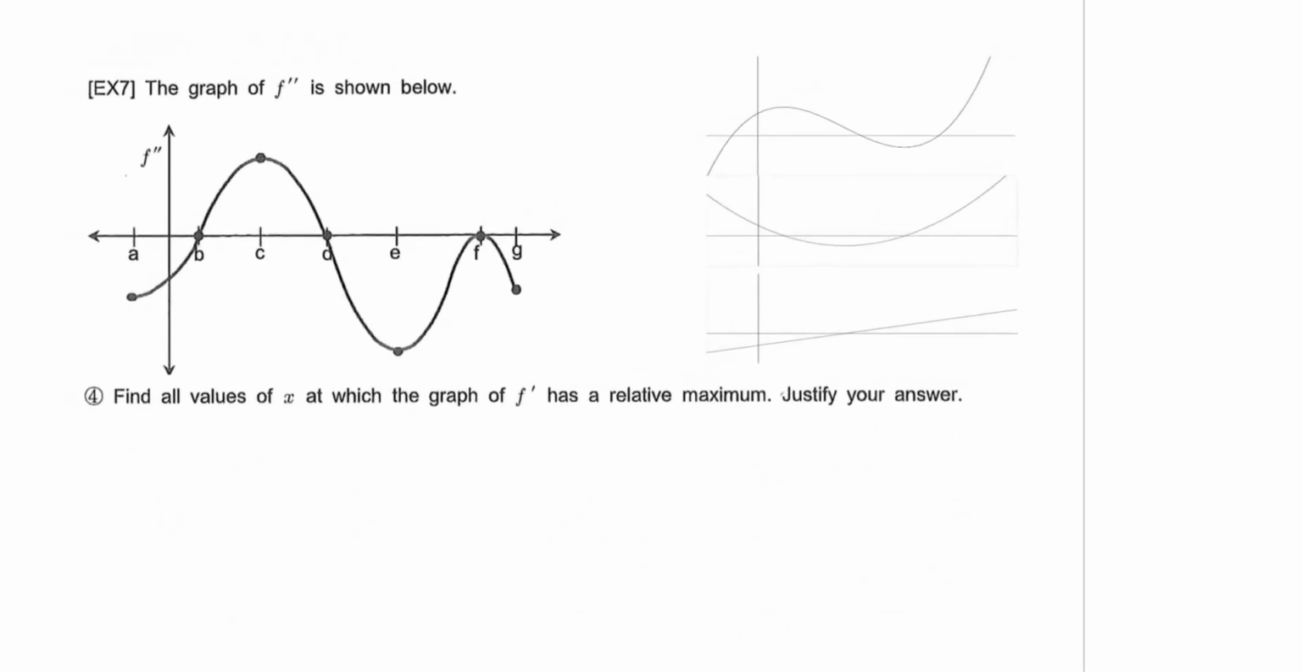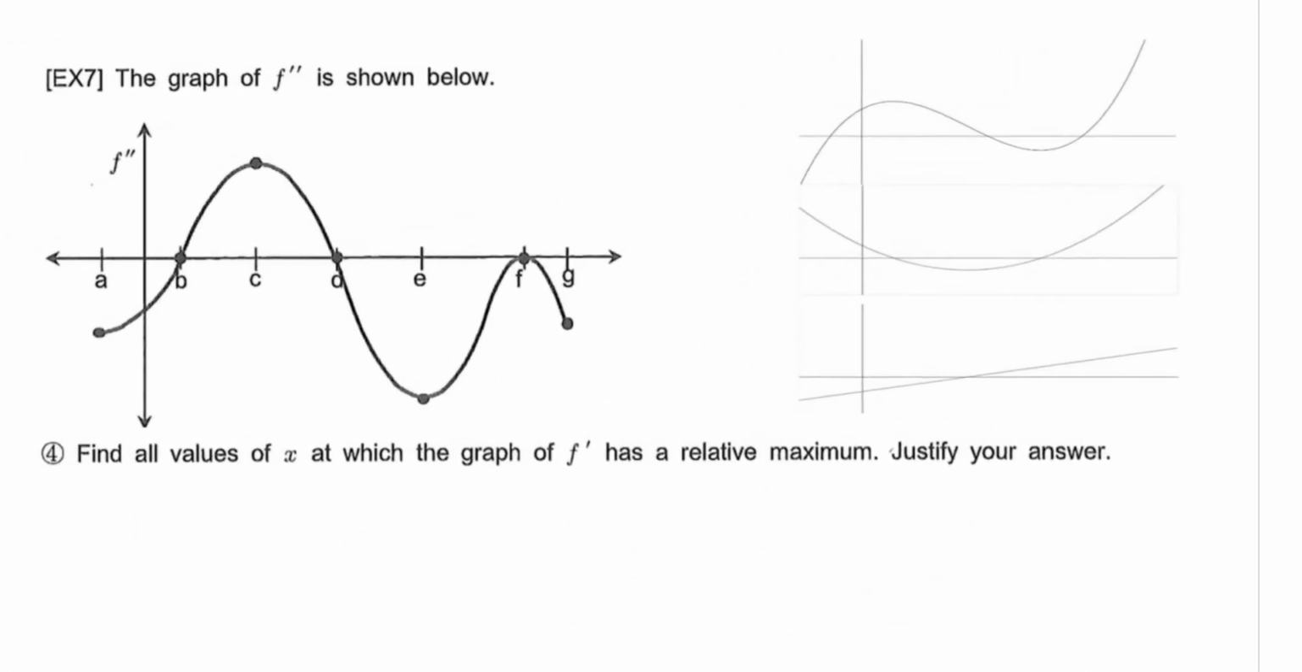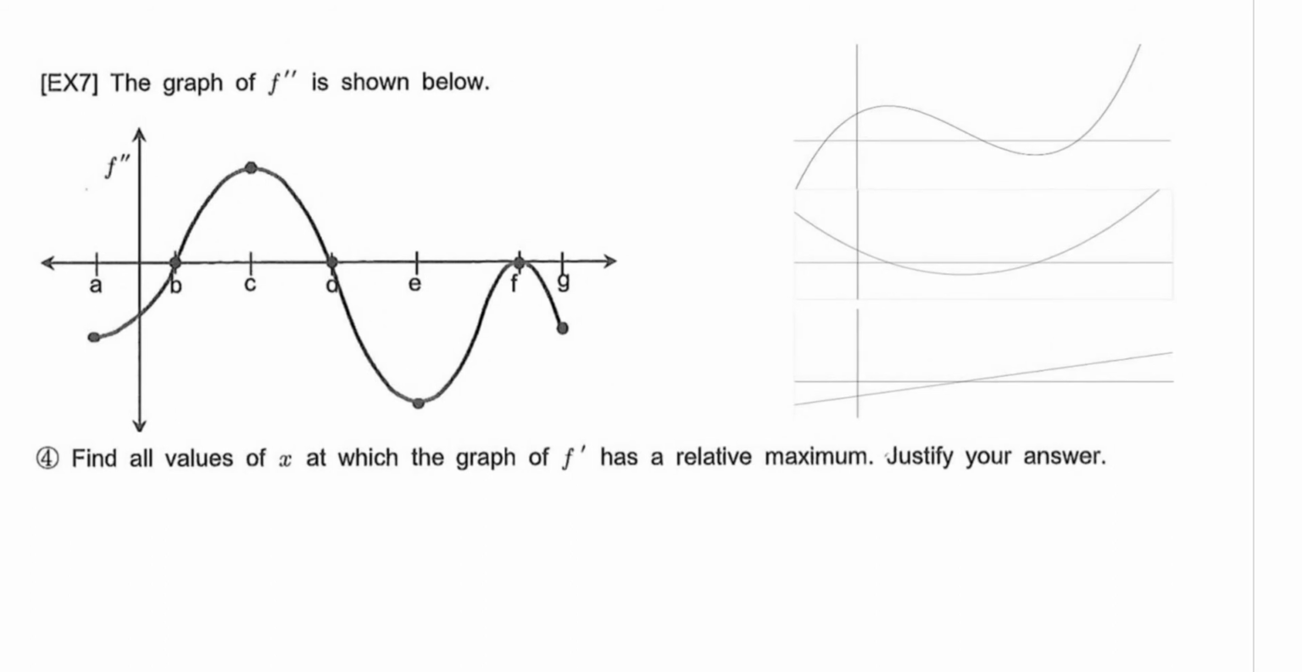All right, so for question number 4, let me just blow this up again. I think for the last 2 questions we have to do, we need to change our thinking just a little bit here. For question number 4, I need to find all values of x where the first derivative has a relative max, and I need to justify my answer. Just to recap, I'm given the graph of the second derivative, and I want to find all values of x where the first derivative has a relative max. I'm going to try to use my cheat sheet here again to see if I can figure out the relationship.